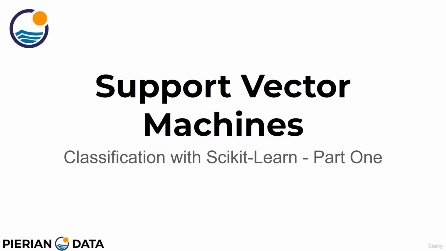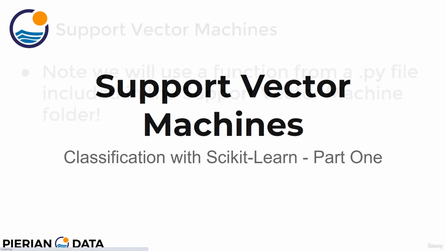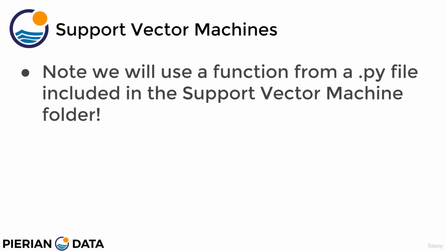Welcome back, everyone. Let's now switch gears to understanding how to actually implement support vector machines for classification with scikit-learn. As a quick note, we're going to be using a function call from an included .py file inside the support vector machine folder. This function will allow us to actually visually see the margins as well as the support vectors.